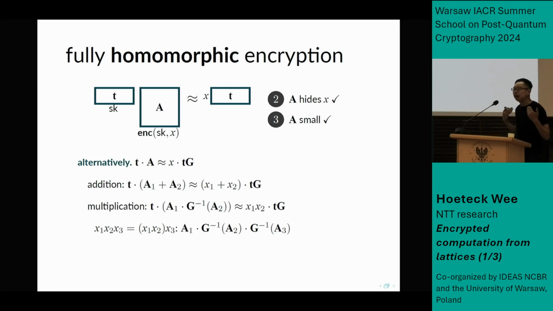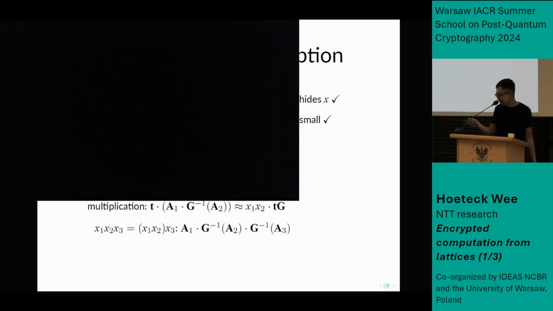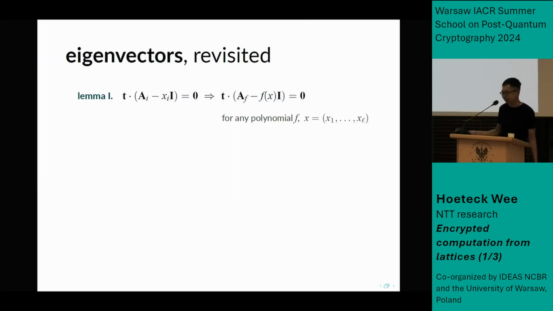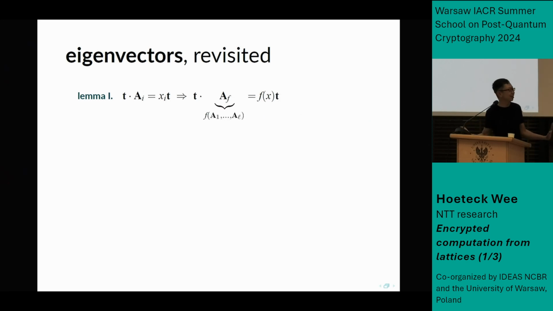In our insecure scheme, the fully homomorphic property basically boils down to the following lemma. If you have a bunch of matrices Ai such that T times Ai is Xi times T, then from the Ai you can derive a matrix Af, which corresponds to evaluating the polynomial f on these Ai matrices. This Af has the property that T times Af is equal to f of x times T. That's basically what the correctness boils down to. It's just a matter of manipulating eigenvectors.